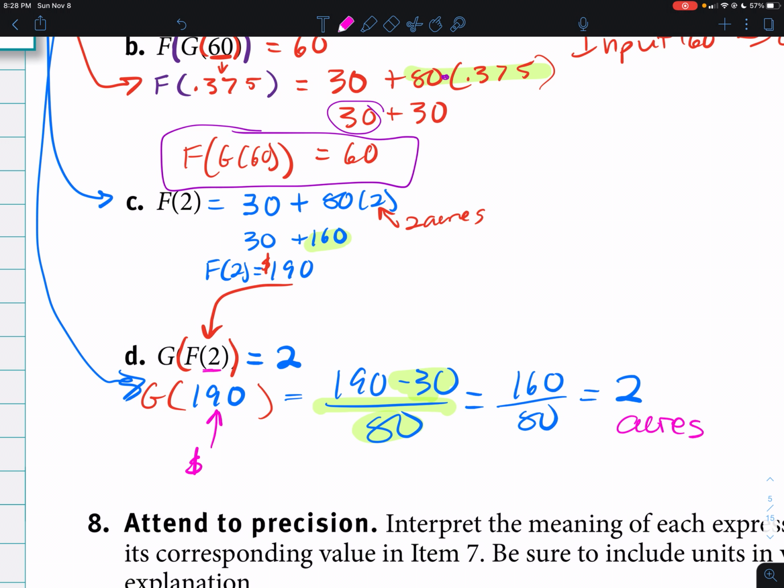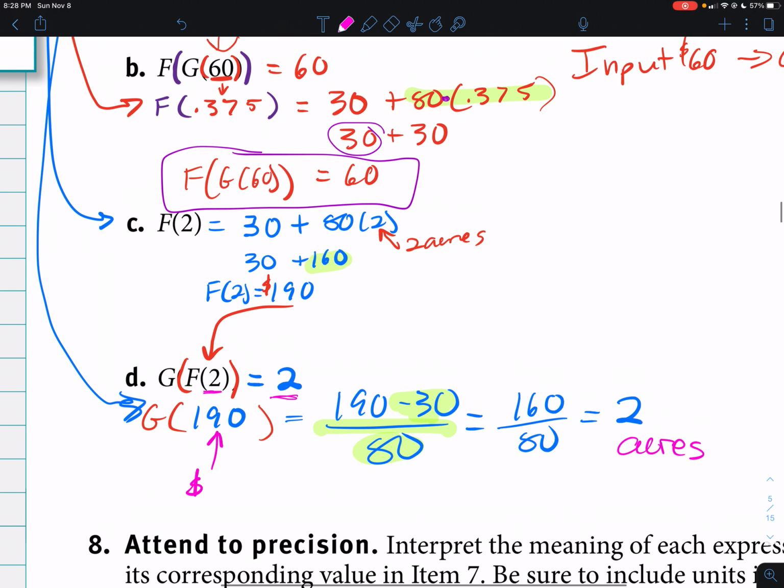So f of 2 gave us, g of f of 2 gave us 2. And up here, f of g of 60 gave us 60. This is what happens with inverses, okay? If you do a composition with functions that are inverses, your input is going to be the same as your output.